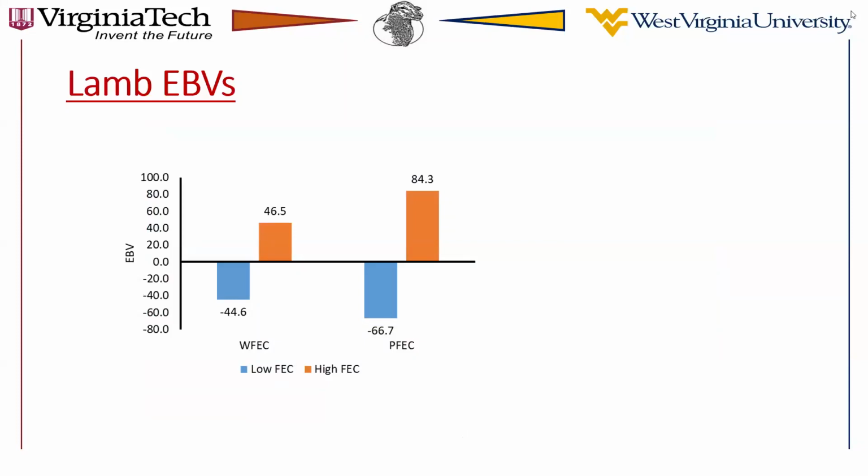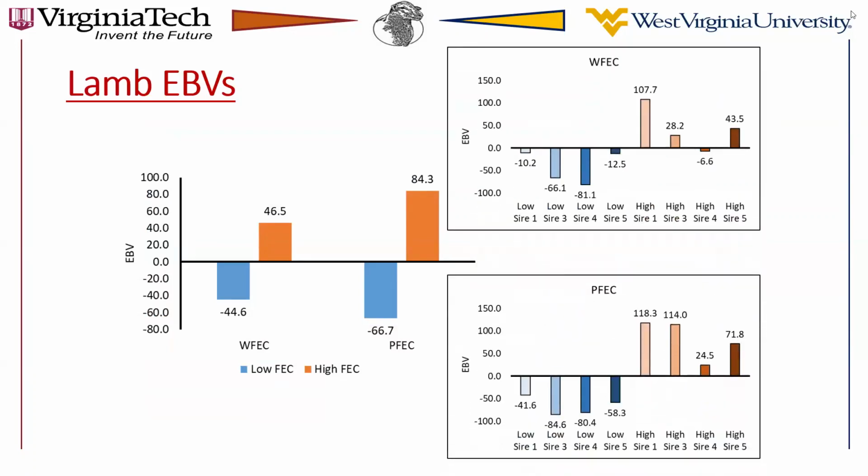So what were our lamb EBVs? What did they look like after that progeny hit the ground? Well, of course, we've got the EBVs from the sires and the dams. So we've got the pedigree information, and then we collect those fecal egg counts here on site. We submit that data into NSIP as well.